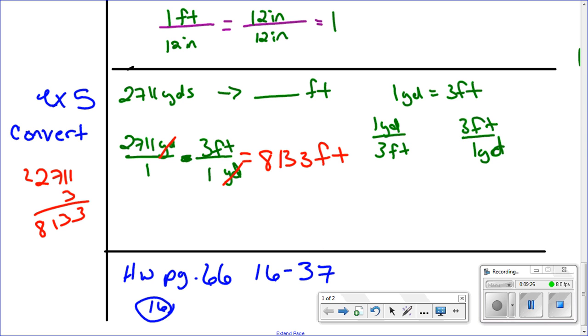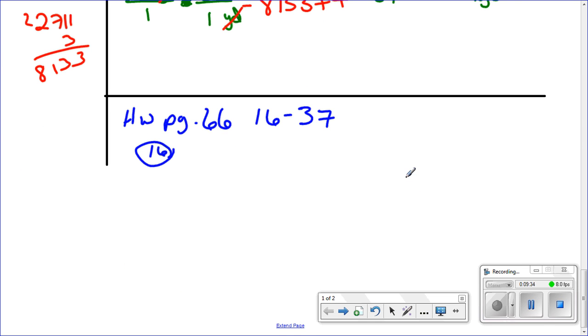So our homework, which is on page 66, we are going to start with number 16. It says evaluate the expression and justify each of your steps. So remember, justify means we're writing out what we're using. 32 plus 16 plus 8.